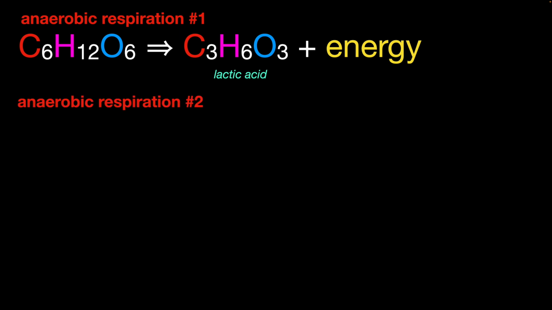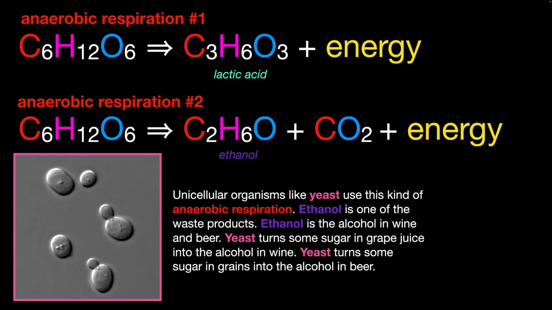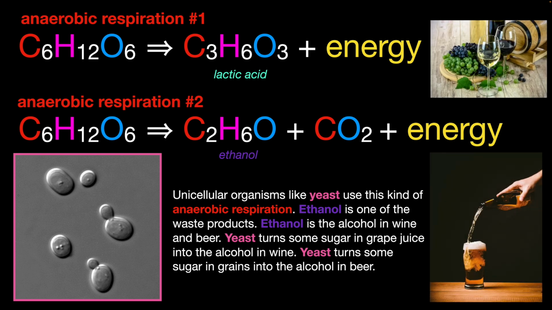But there's another way to do it. And this formula looks like this. We're left with some different things at the end. And this one is ethanol. Unicellular organisms like yeast use this kind of anaerobic respiration. Ethanol is one of the waste products. Ethanol is the alcohol in wine and beer.